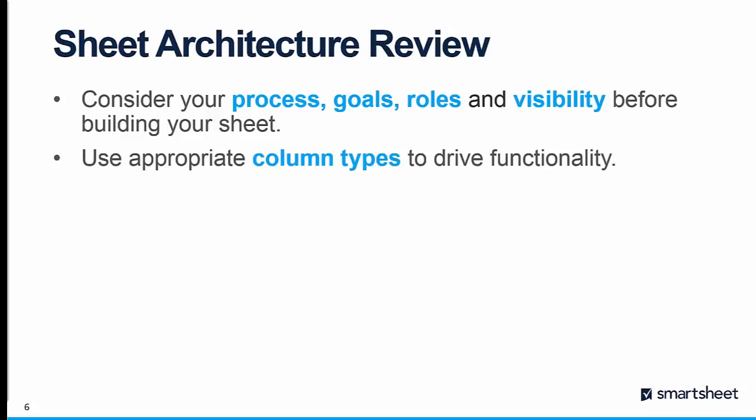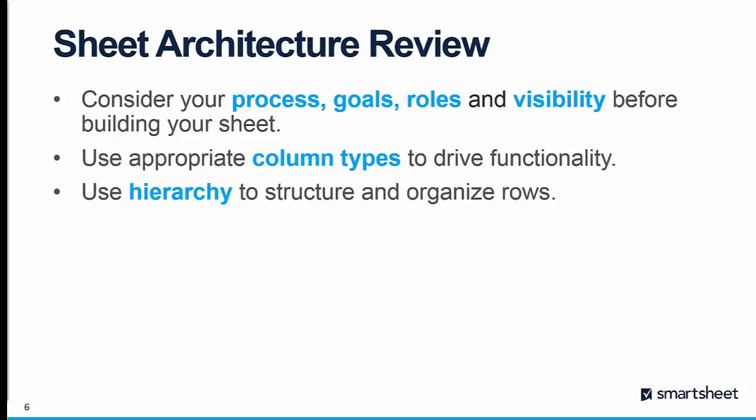Second, it's important to make sure you're using the appropriate column types to drive functionality. If I have date information, I want to make sure I'm using a date column, because that way I can flip it to a calendar, or I can flip it to a Gantt chart. Or if I am assigning tasks to people, I want to make sure I'm using that contact list column type, because it's going to have an email address there. Then I can send all of those people a notification about what's happening with the sheet, or I can flip to a card view and see who's got different tasks assigned to them.